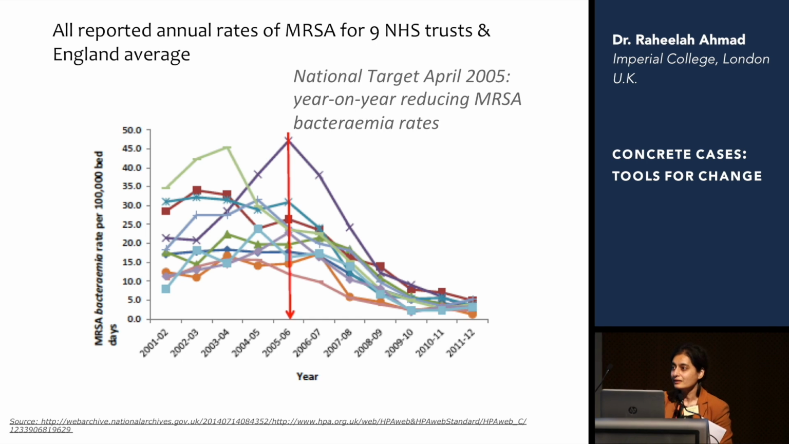So what happened in England? It became zero MRSA. Zero tolerance is the phrase. So if you even get one, you have to have what's called a post-infection review. You have to analyze what happened and you have to report it. This is where we are in England.